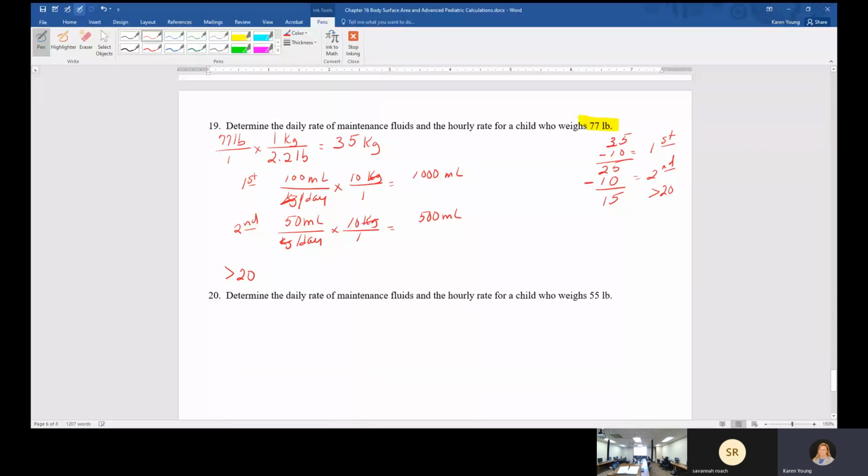And then for everything greater than 20, I have 15. And that gets 20 milliliters per kilogram per day. So I'm going to multiply that by 15 kilograms. So kilograms cancel. So 20 times 15 is 300 milliliters. So when I add all those up, the 1,000 plus the 500 plus the 300, I get 1,800 milliliters per day.